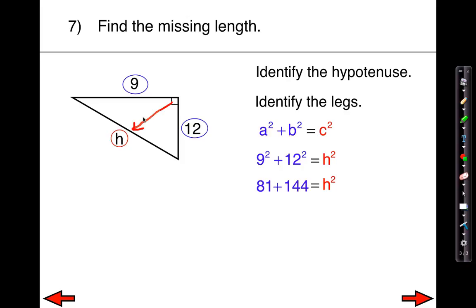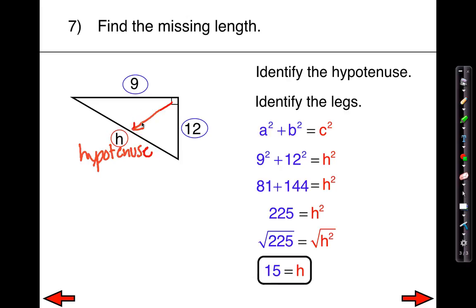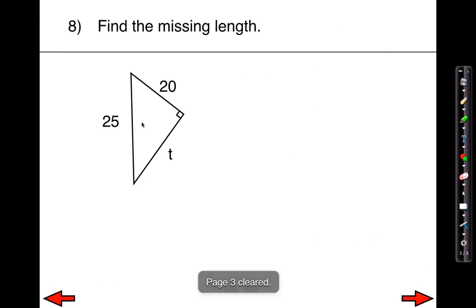We're going to go ahead and continue to simplify, leaving us with 225 equals h squared. We're going to have to take the square root of both sides, and 15 equals h. So here, h is the hypotenuse. So we're going to say the missing hypotenuse is 15. So hopefully you got that one right. Okay, now let's take a look at number 8.